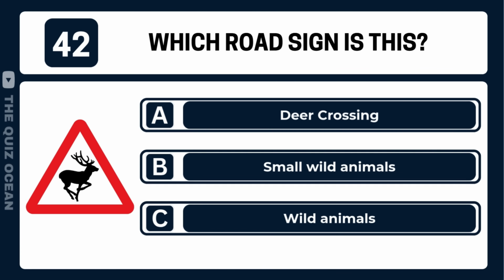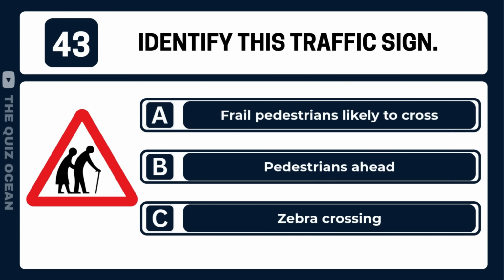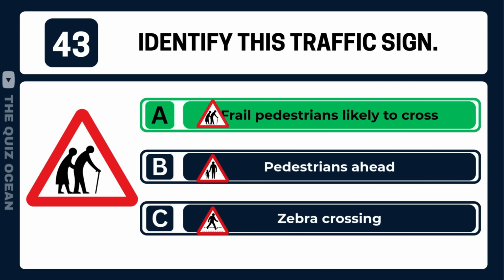Which road sign is this? Correct. That is the wild animals sign. Identify this traffic sign. Excellent. That is the frail pedestrians likely to cross sign.